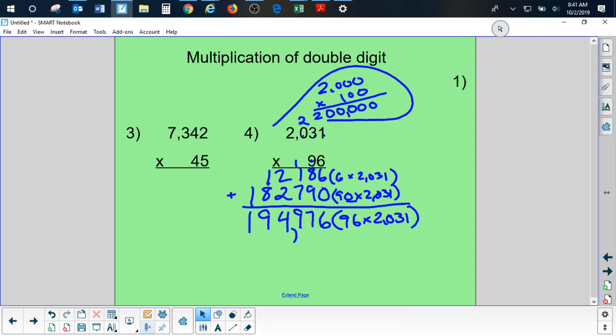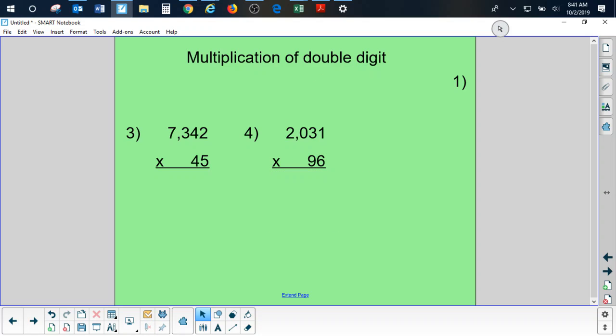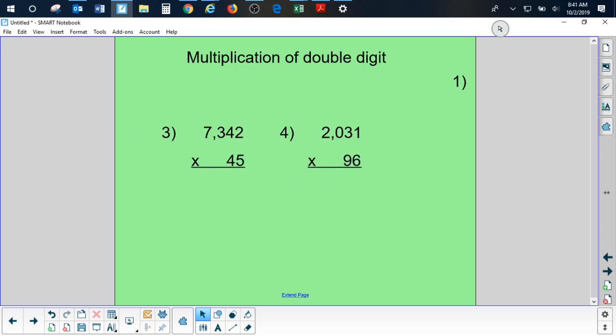So it's a quick recap of multiplication of single digits and double digits. Hope this helped out and get a quick refresher of it. Next video, we will be doing division and getting into long division with the standard algorithm. Again, what most parents are used to.